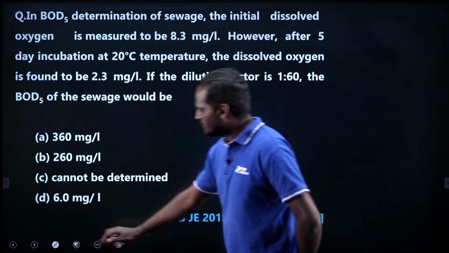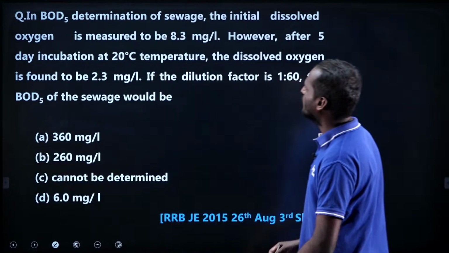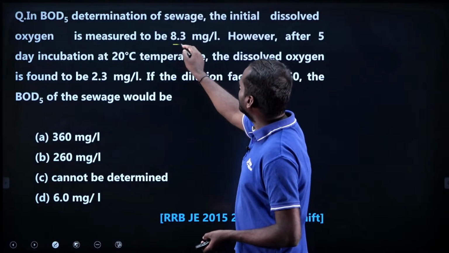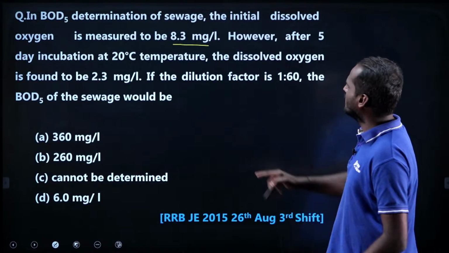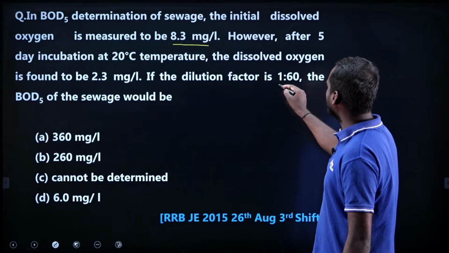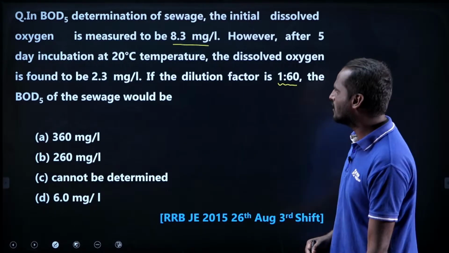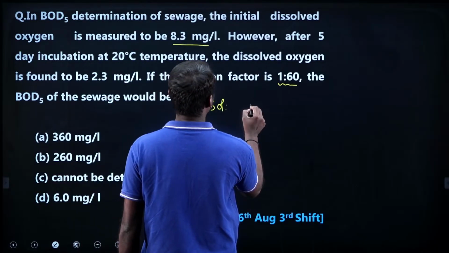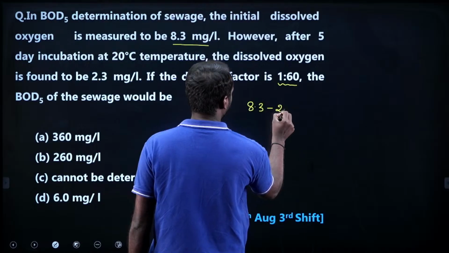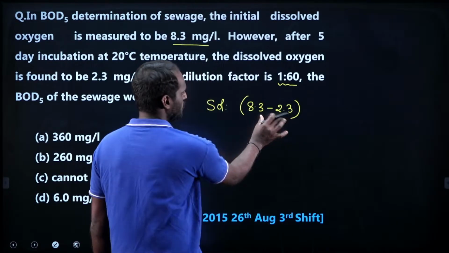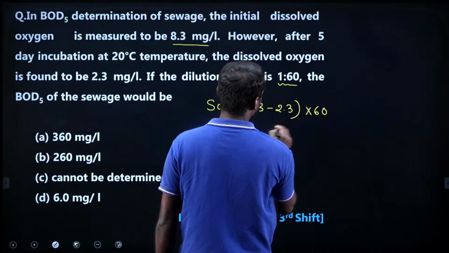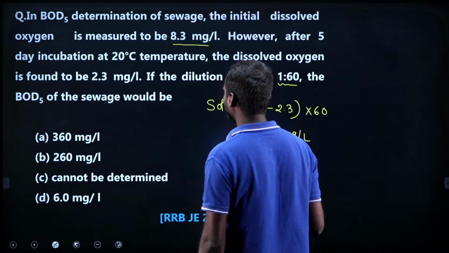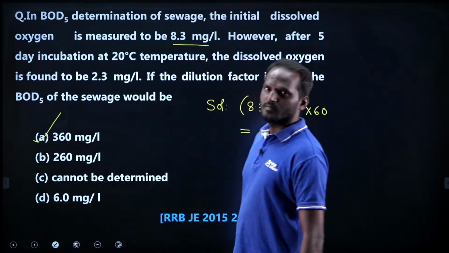See, this is a very easy question. It may seem to be very lengthy. Look at the BOD determination of a sewage: initial DO is 8.3. After 5 days of incubation at 20 degrees centigrade, it is found to be 2.3. The dilution factor is 1:60, meaning 60 times diluted. What is the BOD5? You already know, initial DO minus final DO. I am not writing the formula. 8.3 minus 2.3, that is DO consumed, times the dilution factor of 60. That is 6 into 60, 360 milligram per liter is the answer. Simple question based on the BOD. You may get simple straightforward questions from this BOD chapter.